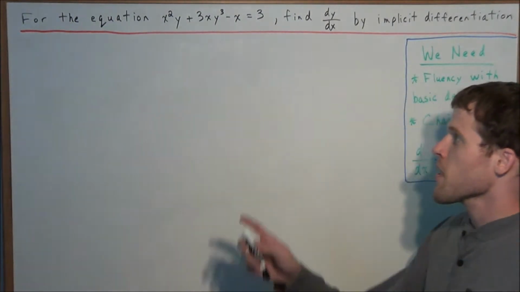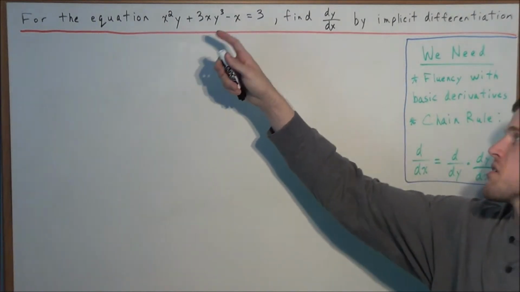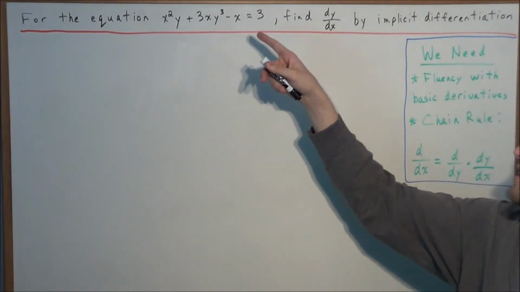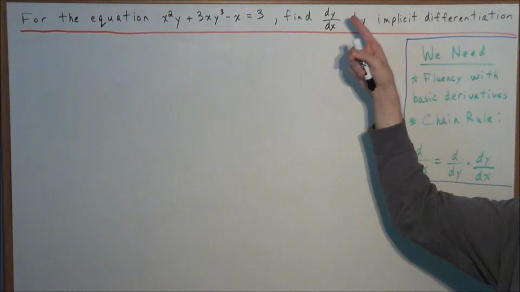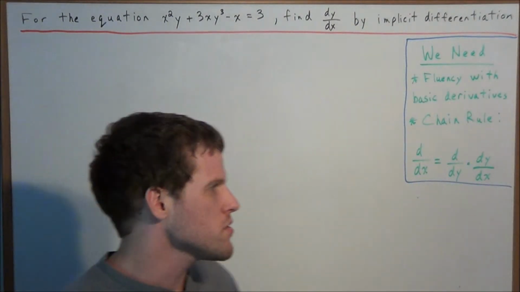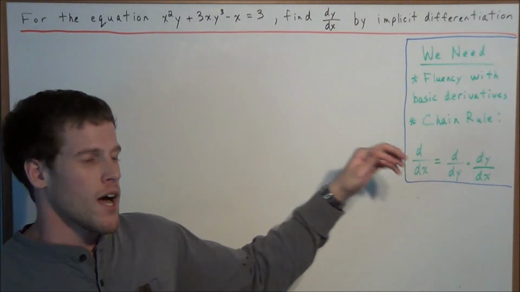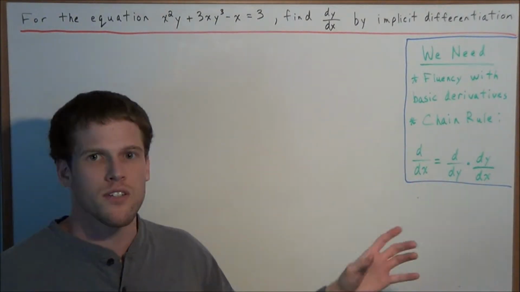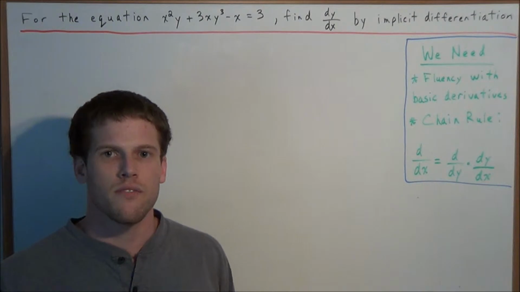So we have the problem for the equation x squared y plus 3xy cubed minus x equals 3, find dy/dx by implicit differentiation. So for this problem, we really do need to make use of the chain rule. I believe that using the chain rule really helps illustrate this concept of implicit differentiation.